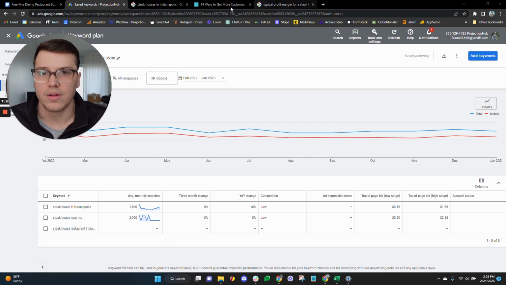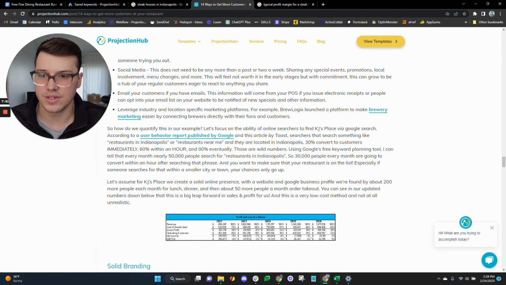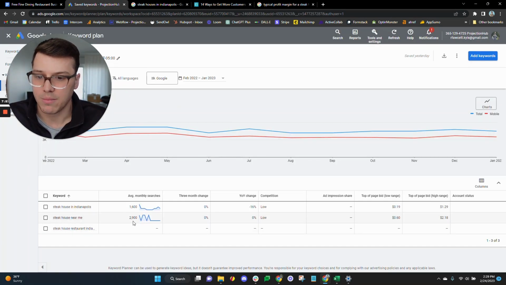Something I want to point out is we didn't do this study, but we referenced it in an article that we wrote. Google released some data, and Toast wrote an article around that data: when someone searches restaurants near me, there's a 30% chance they're going to convert immediately, a 60% chance they're going to convert within an hour, and an 80% chance that they'll eventually convert and go dine at one of the places they searched. So that's a very captive, quality audience. That's a really high search intent for this industry, which is a really promising thing to see.